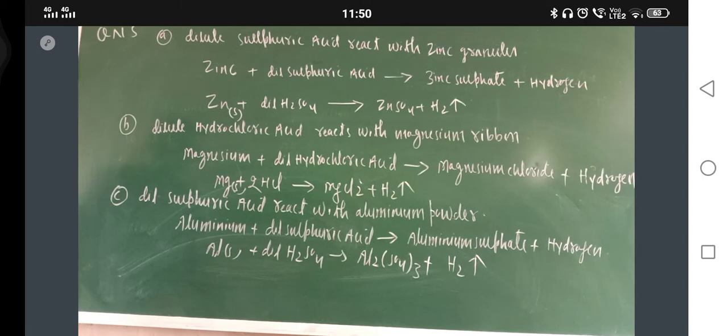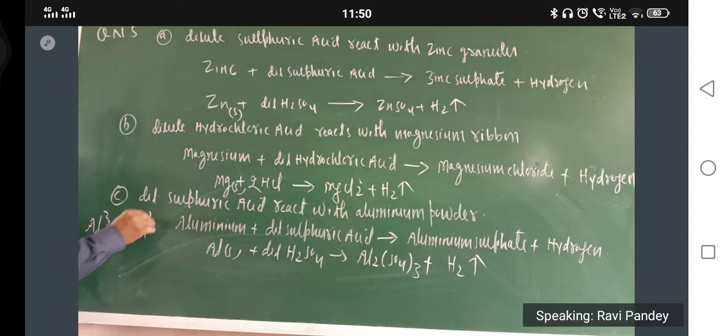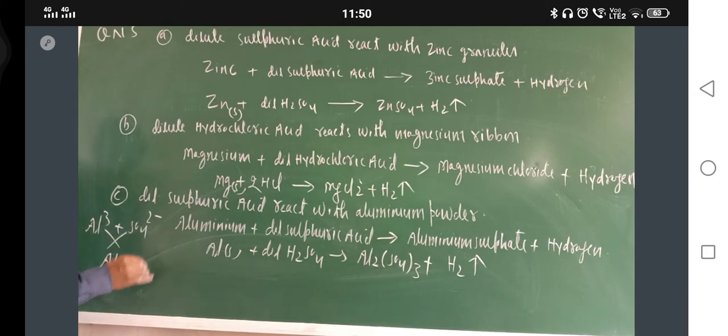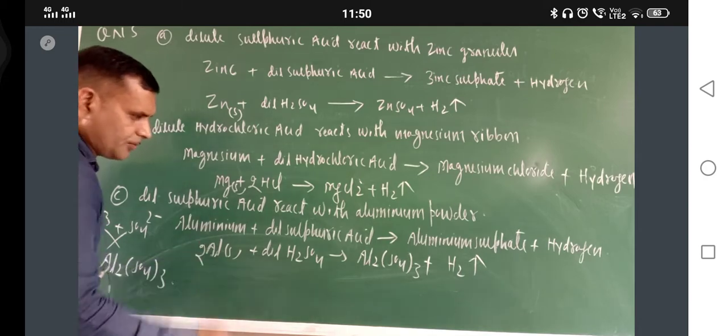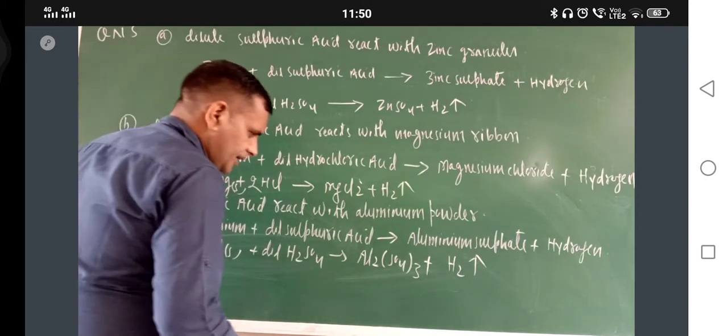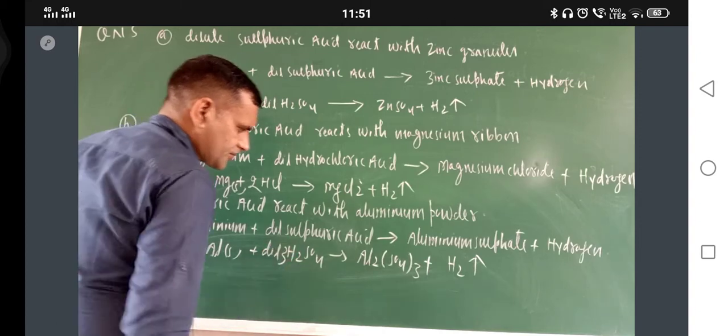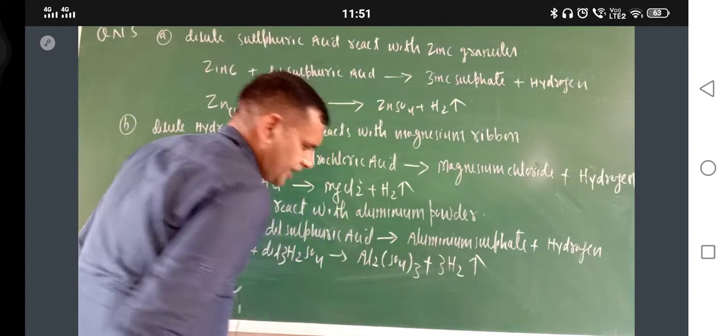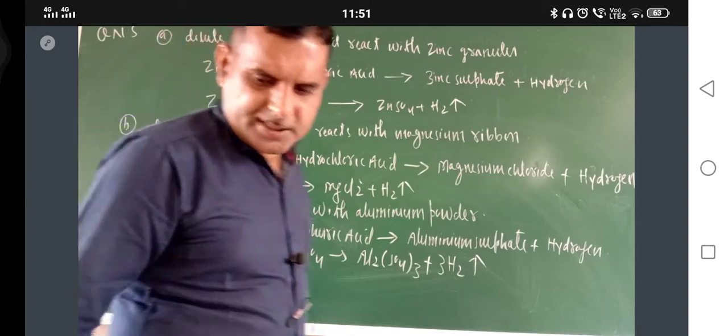Okay, just see, don't worry. Aluminium is 3 positive, sulfate is 2 negative. So what is here? Al2(SO4)3. So 2 aluminium. Now write down here 3 H2SO4 and here also 3. Now it is balanced. Yes.